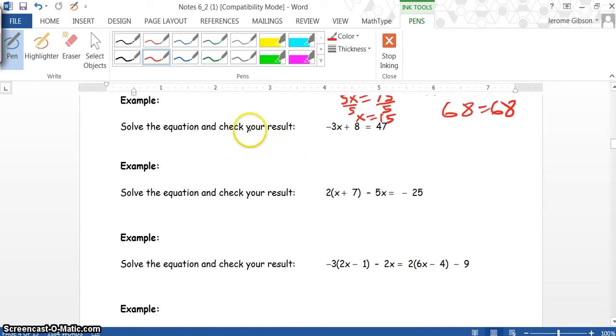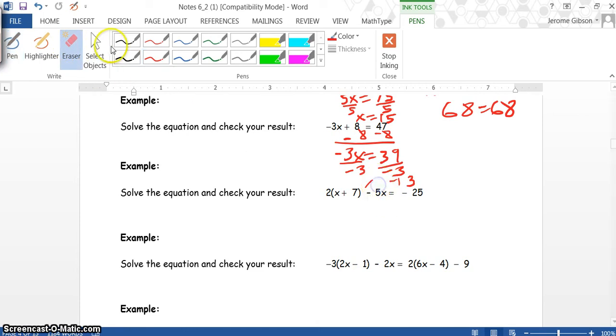It says here the same thing. Solve the equation and check your result. Negative 3x plus 8 equals 47. So we will subtract 8 on both sides. We add negative 3x. 47 minus 8 is 39. Divide each side by negative 3. And x is negative 13.